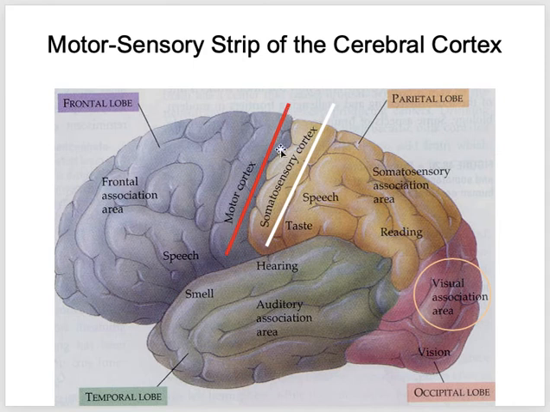So the one which is in front of the precentral gyrus, this is the precentral gyrus. Here, all the motor centers are located, and after the precentral gyrus, all the sensory areas are there. See, taste, speech, by which we are articulating and all this stuff.